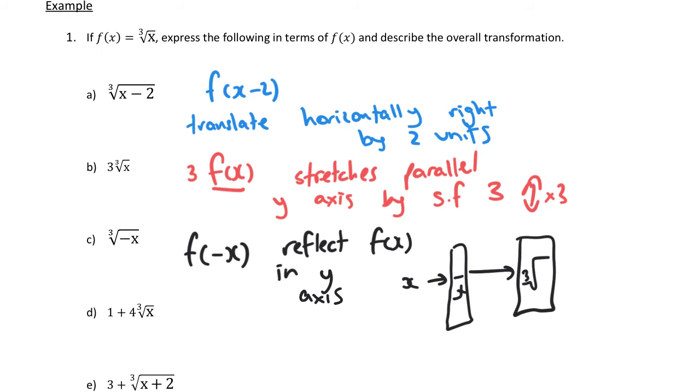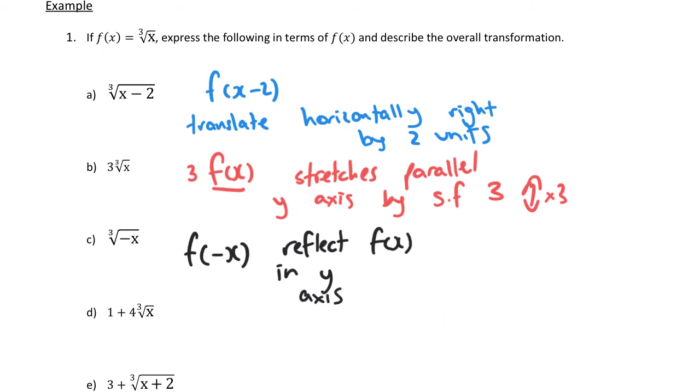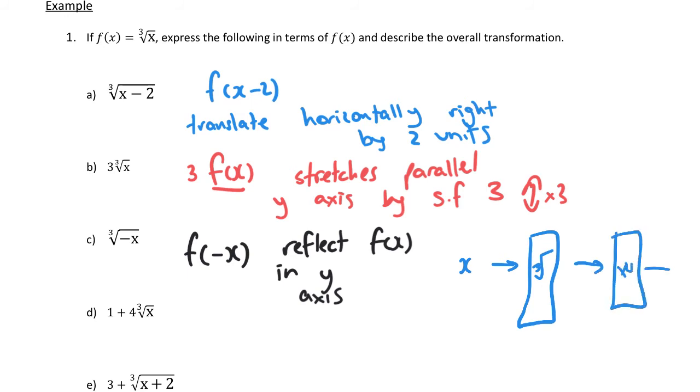Example D, 1 plus 4 cube root of x. So let's think about that in terms of function boxes. The first thing we've got is our x, then we're applying the cube root, then we'll be multiplying it by 4, and then adding on 1. So in terms of function notation, f of x is being applied first, and then it's being multiplied by 4. So that's a f of x, and then plus b, or plus 1, is going to be a plus b at the end. And we'll follow BODMAS, just as we've done there.